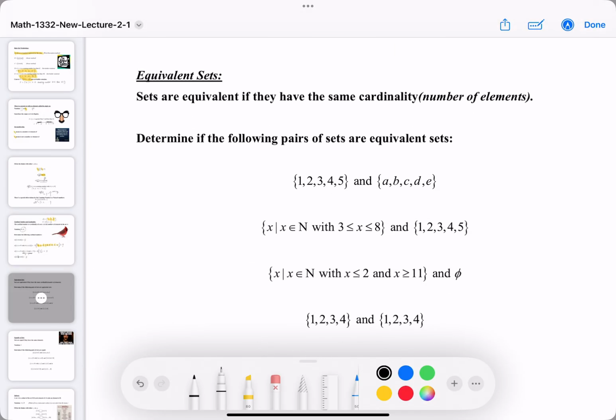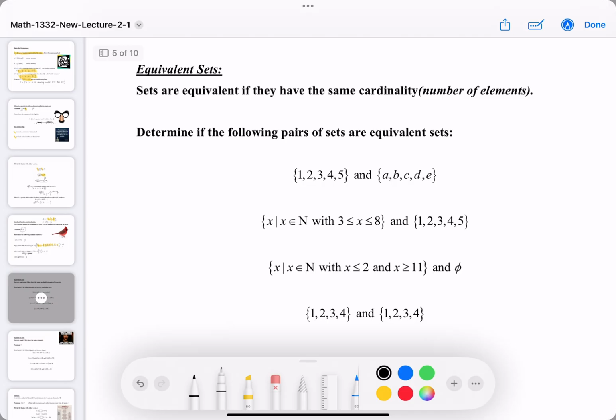Okay, let's see. Equivalent sets. Sets are equivalent if they have the same cardinality, the same number of elements. Determine if the following pairs of sets are equivalent sets. So first one, how many elements are inside of the set? 5 elements. So n of, let's say the set is A, n(A) equals 5. How about, let's say this is B. How about the B? n(B). We have A, B, C, D, E. We have 5 elements. That means sets A and B are equivalent.